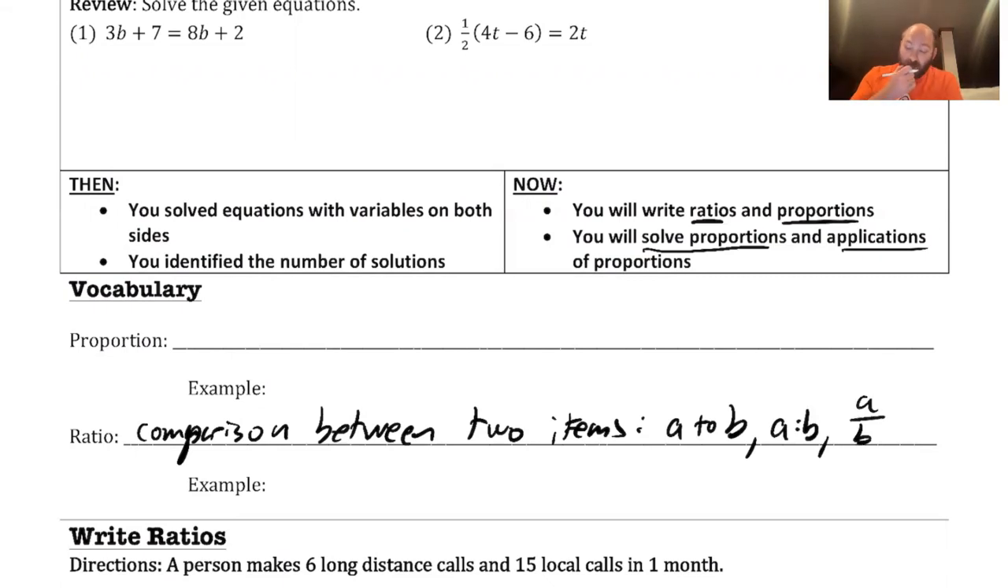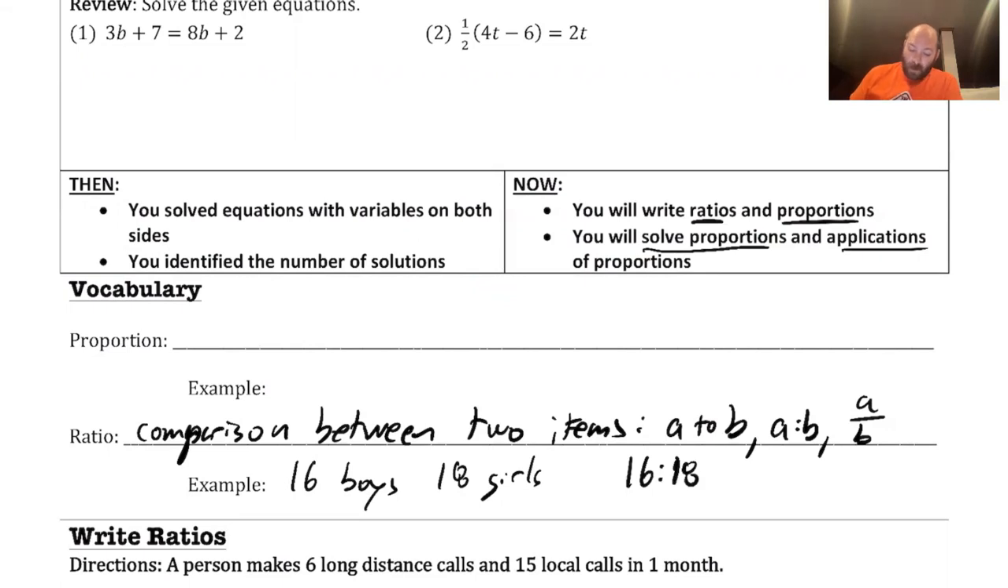Now, here's an example. Maybe we look at the number of boys and girls in a classroom. Let's say there are 16 boys and 18 girls in a classroom. I could say that the ratio of boys to girls would be 16 to 18. That's an example of that.